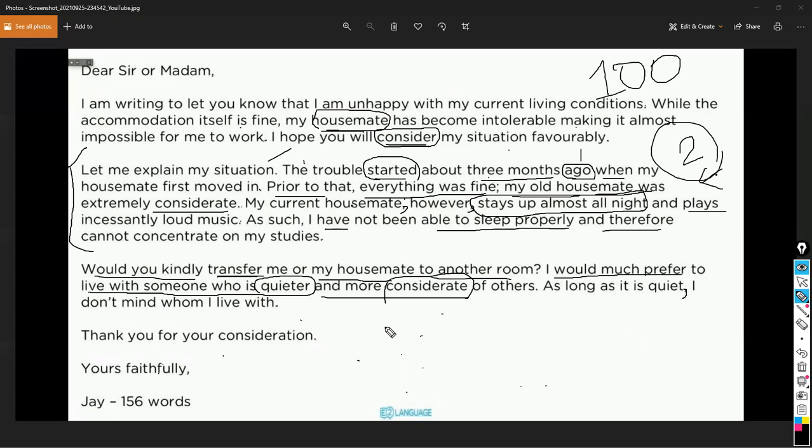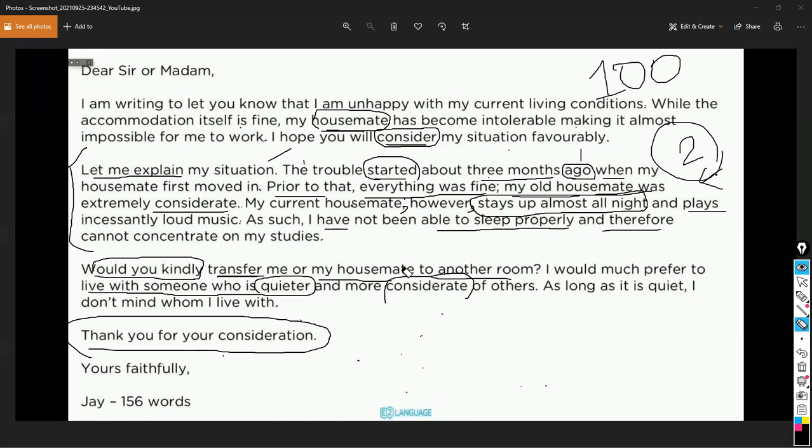So guys, please notice the "would you please, would you kindly, let me please explain my situation. Please take my situation into consideration." This is the best way, the best expressions that you have to use for your letter to be really formal.